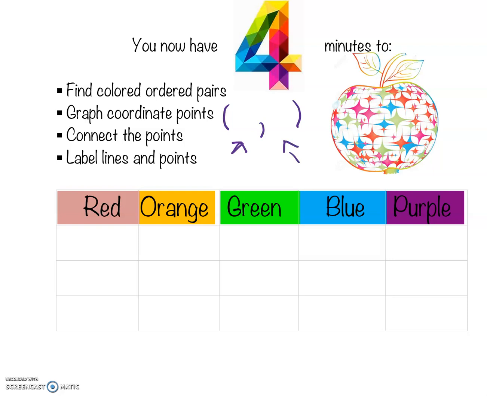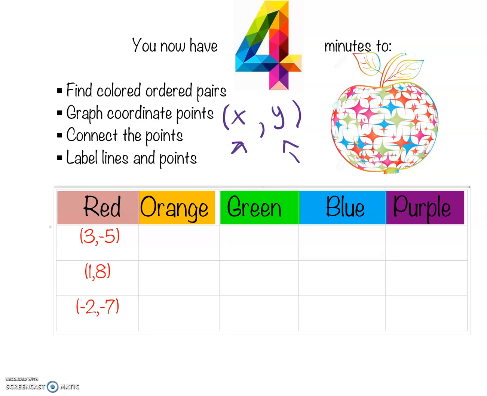An easy way to remember this is always that it's just alphabetical. X and then Y. So make sure when you're looking at your ordered pairs and you're graphing them, you graph X and then you graph Y. Okay? Alright, we're going to start with the red.